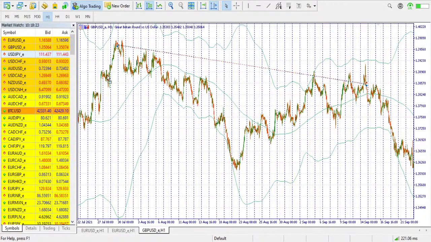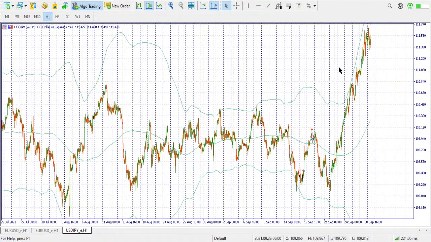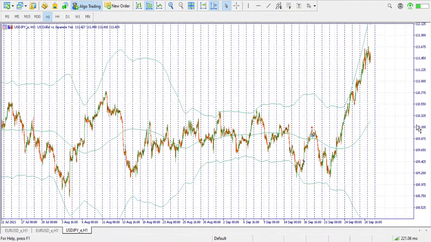The other symbol is the US dollar Japanese yen. The same thing which is happening on GBP USD is almost the same thing which is happening on the US dollar Japanese yen. The only difference is that the US dollar is upwards, while the GBP USD is actually bearish. So we also want to see a touch of the upper band. If that happens, then we want to look for a sell position.